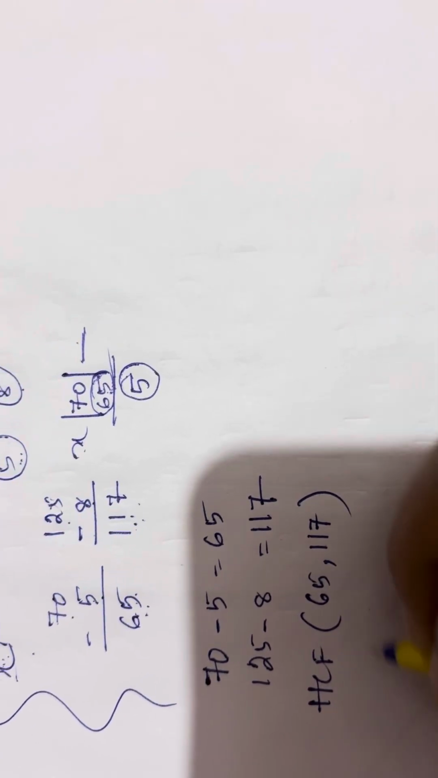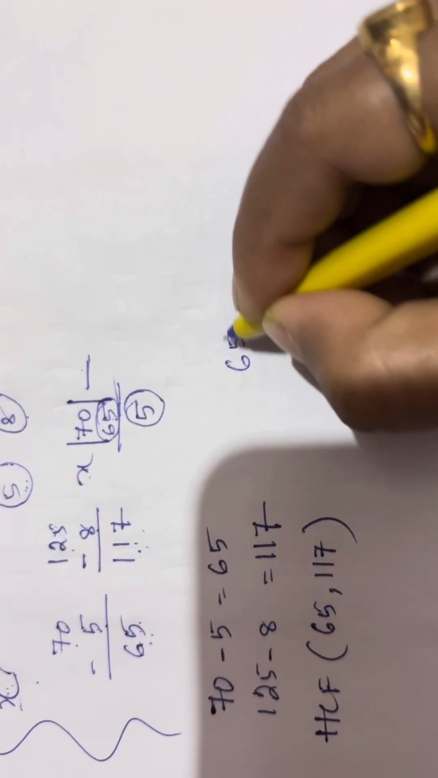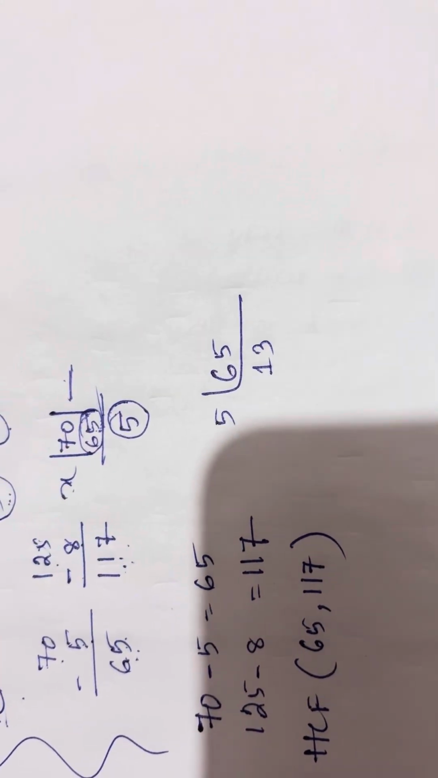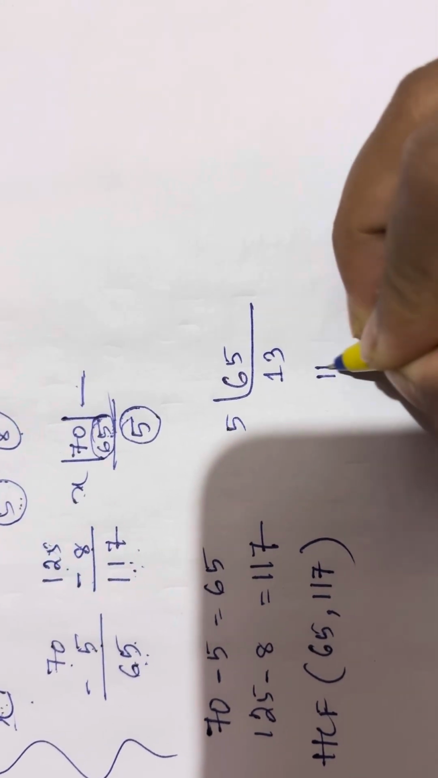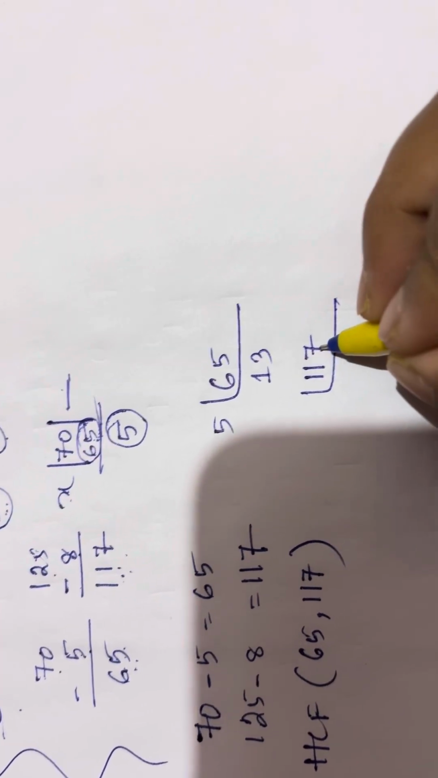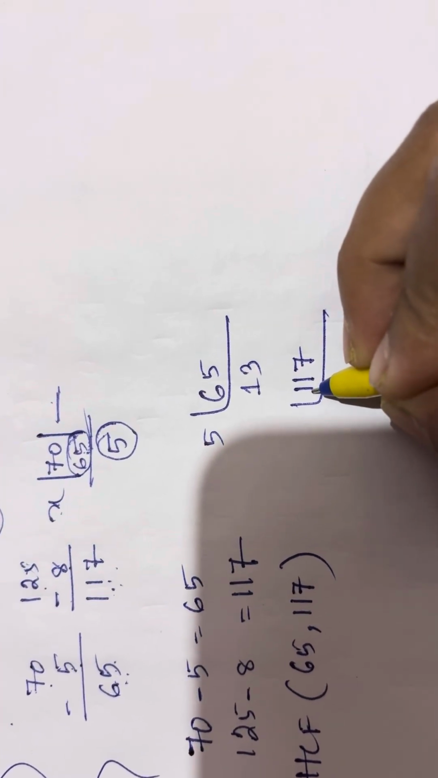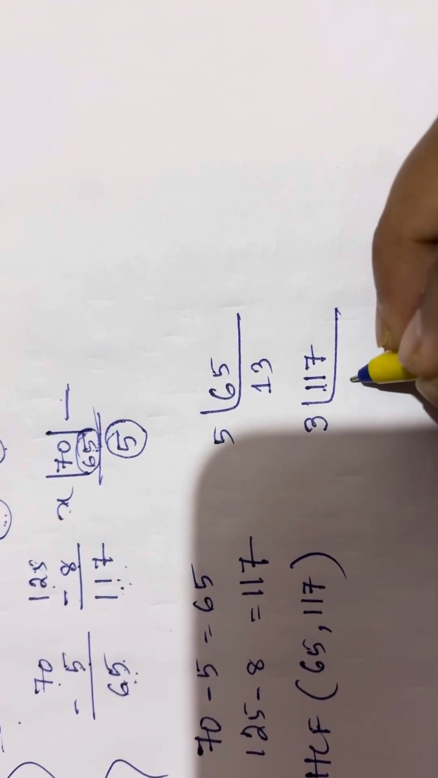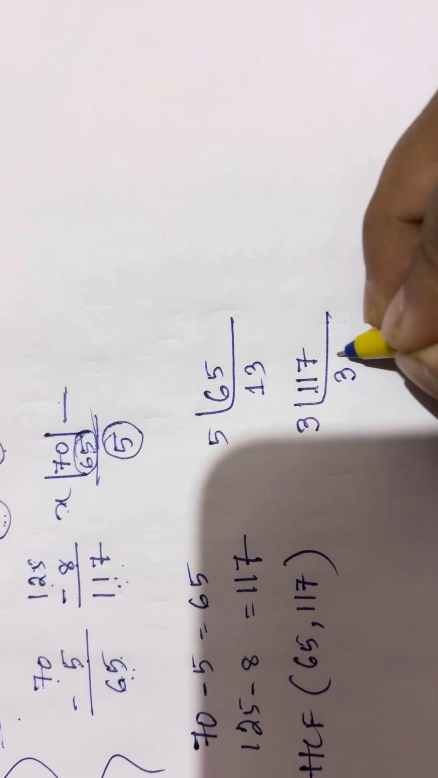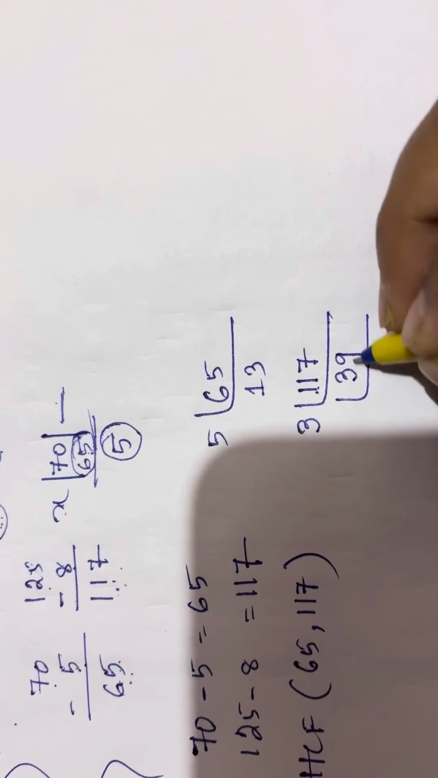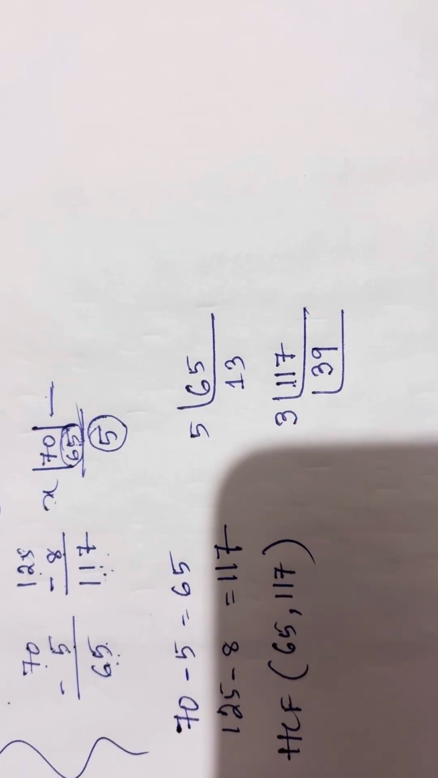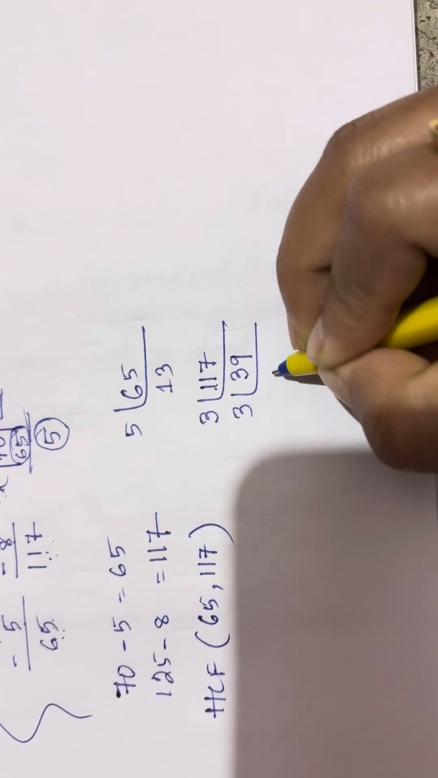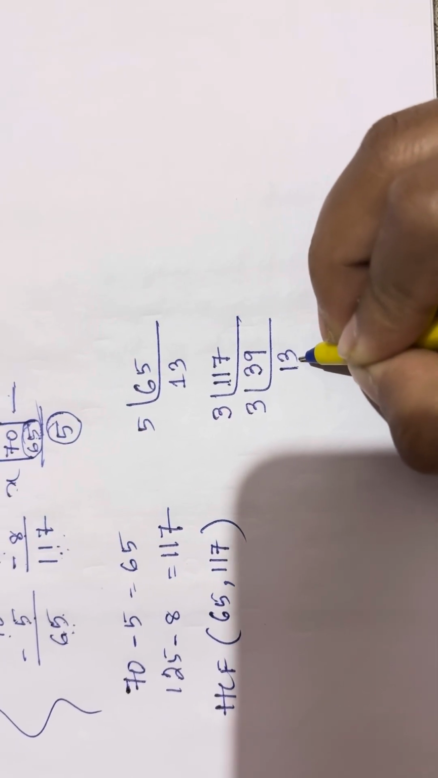Let's go for the prime factorization method. For 65, 5 1s are 5, 5 3s are 15, 13 is a prime number, so let's stop here. For 117, 7 plus 1 is 8, plus 1 is 9, so definitely it is divisible by 3. Taking 3, 3 3s are 9, 3 9s are 27, so we get 39. 9 plus 3 is 12, and 12 is divisible by 3, so 39 is also divisible by 3. Taking 3 again, it will be 13. Again 13 is a prime number, stop here.